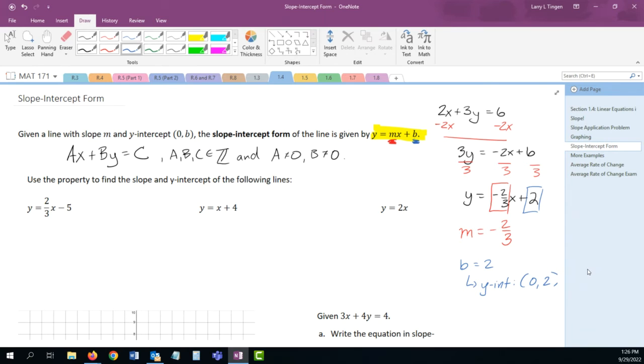All right, so let's take a look at some examples. Here, all of these are actually in form already.